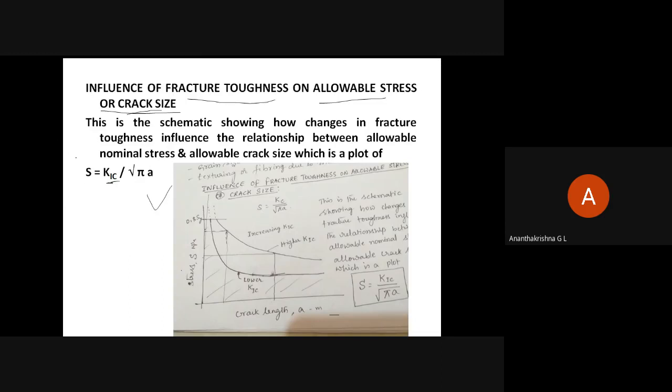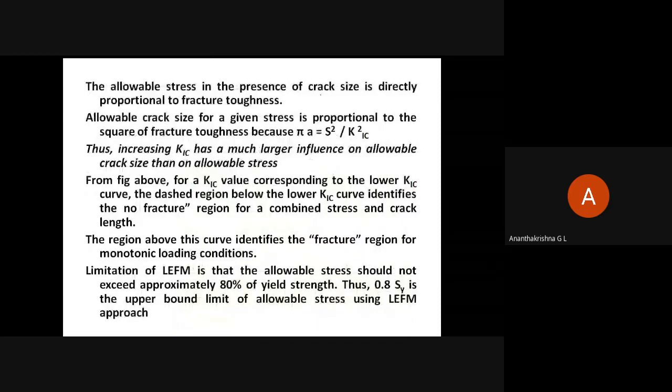So this is the equation: stress is equal to the critical stress intensity factor in mode 1. This I stands for mode 1 type, that is mode 1, 2, 3 we learned in the beginning of fracture mechanics. So KIC represents critical stress intensity factor in mode 1 divided by root pi into A, where A is crack length in meters or millimeters, whatever the unit. Next, the allowable stress in the presence of crack size is directly proportional to fracture toughness. Thus, increasing the critical stress intensity factor has a much larger influence on allowable crack size than on allowable stress.